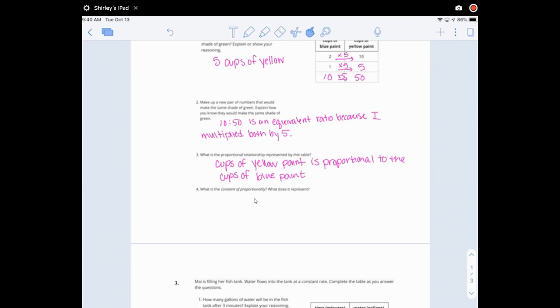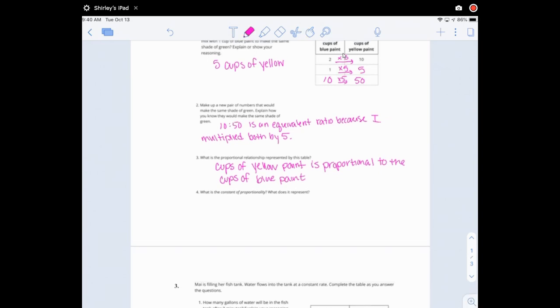Last question says, what is the constant of proportionality? Remember that that's that pattern number that we found. We could see 2 times 5 gave me 10. Anytime you're unsure what that is, remember you can divide. 10 divided by 2 gave us that number 5. So the constant of proportionality is 5. And when we're explaining what it represents, that means add the unit. So 5 cups of yellow paint per 1 cup of blue paint. Always how the right changes to 1 unit change in the left.